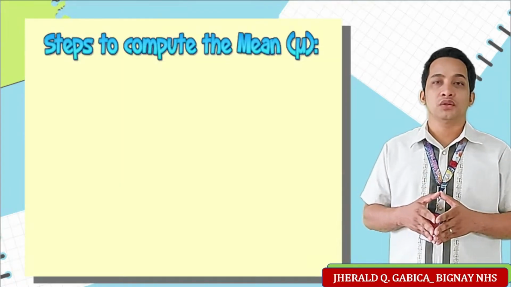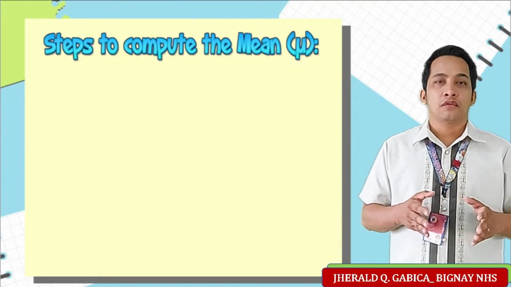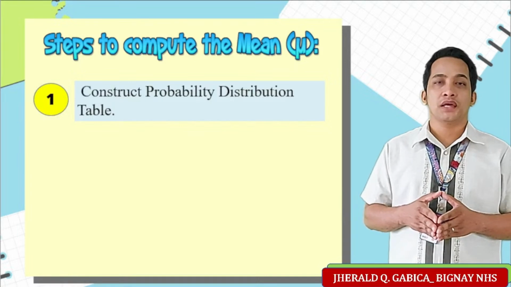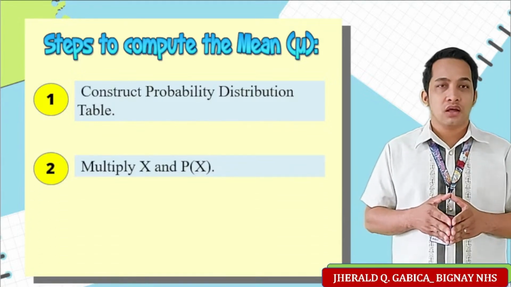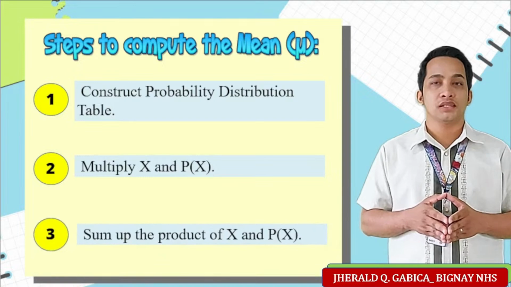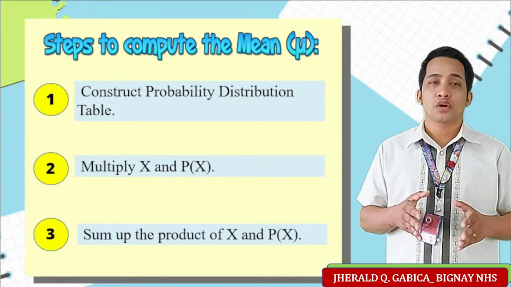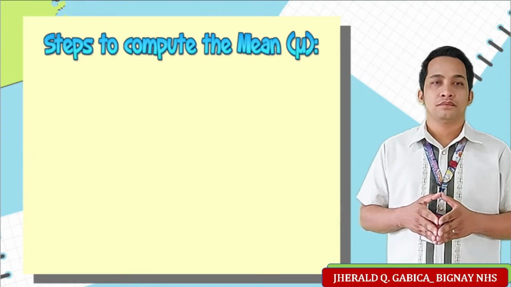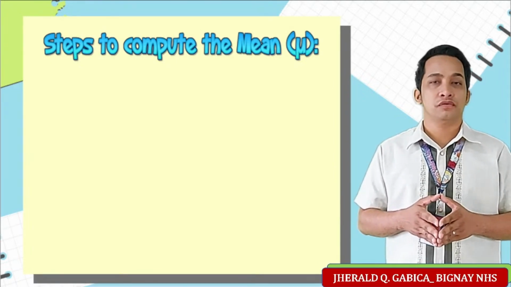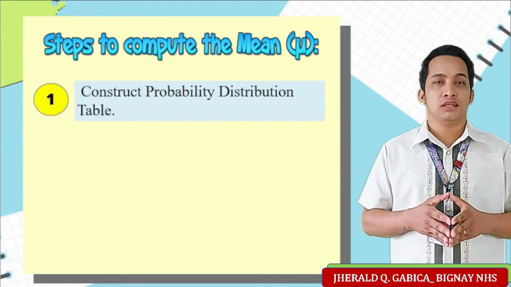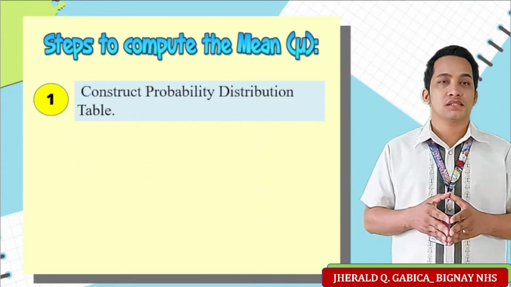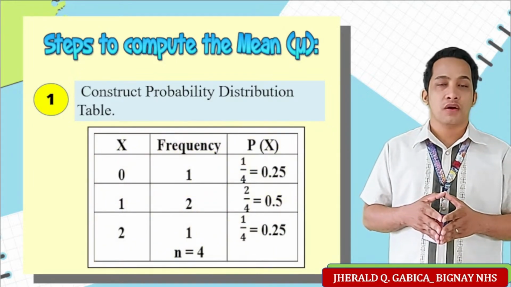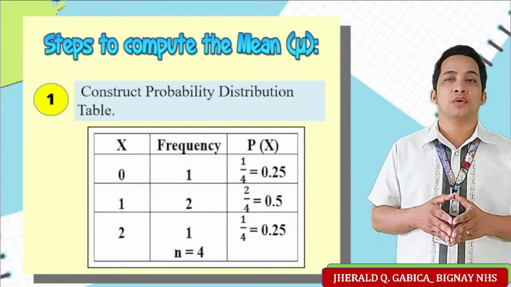To solve for the mean, we follow these steps. First, construct the probability distribution table. Second is to multiply x and the probability of x. And third is to sum up the products of x and the probability of x. For our first step, we can now use the table we solved a while ago. We just remove the frequency column, so x is 0, 1, and 2. The probability of x is 0.25, 0.5, and 0.25 respectively.